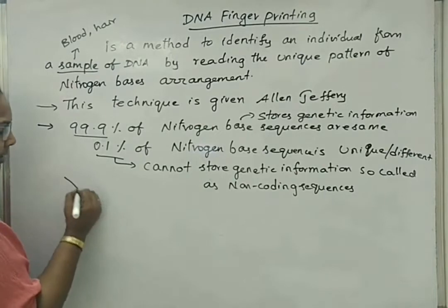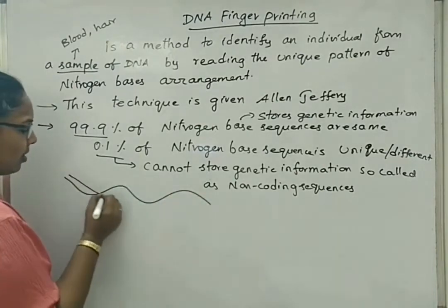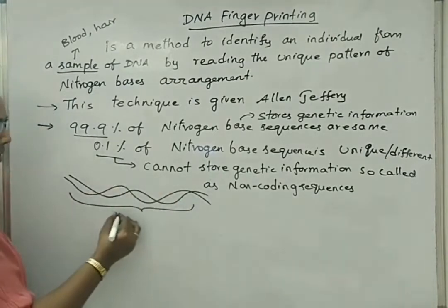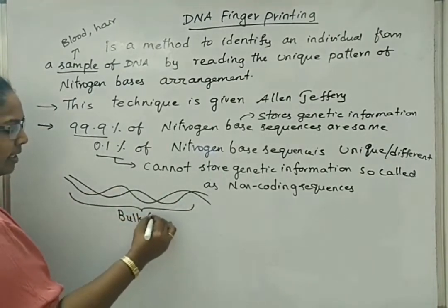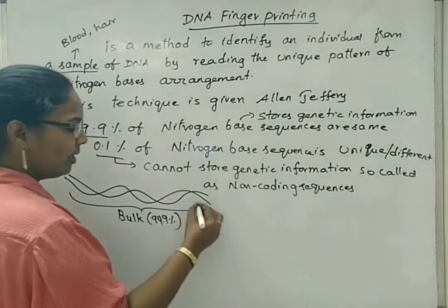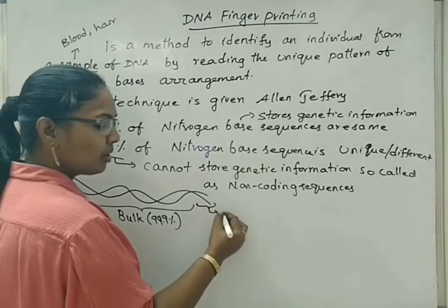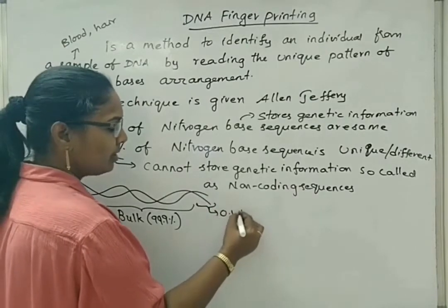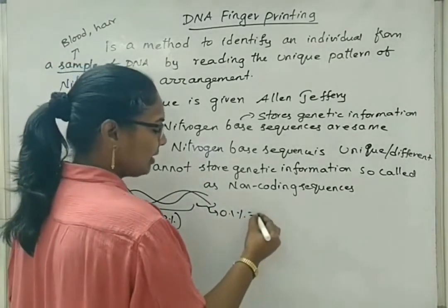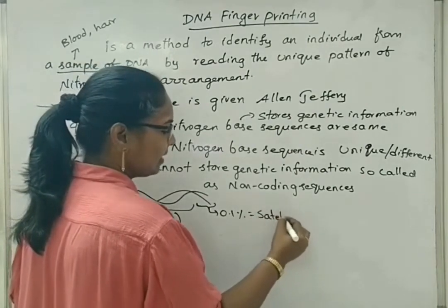So we can say if this is the DNA molecule, most of the DNA molecule will be bulk, which is 99.9%, having genetic material. A little bit of the part will be considered as non-coding sequences, that is 0.1% of nitrogen bases. For this 0.1%, we give a term: satellite DNA.